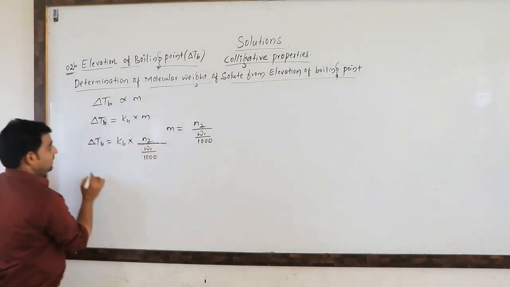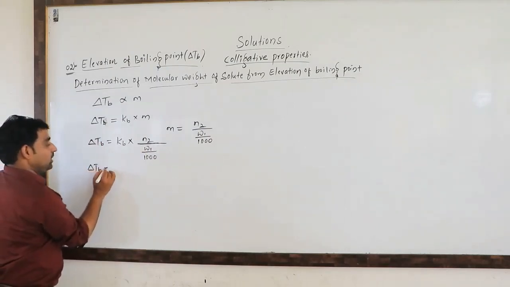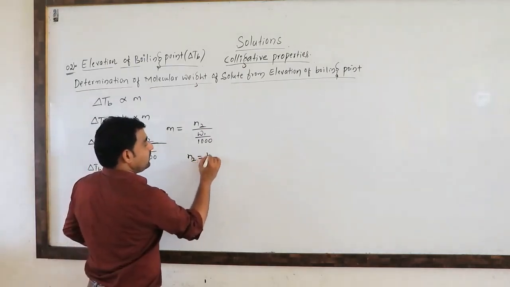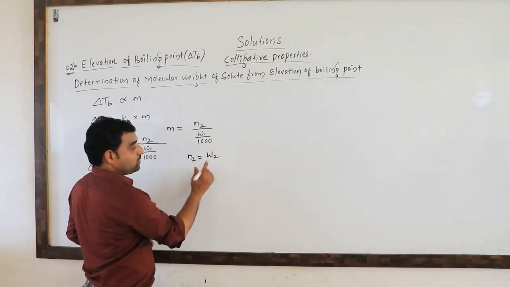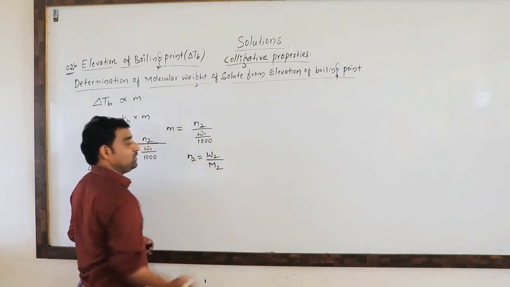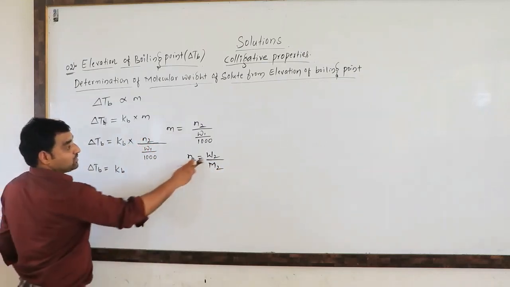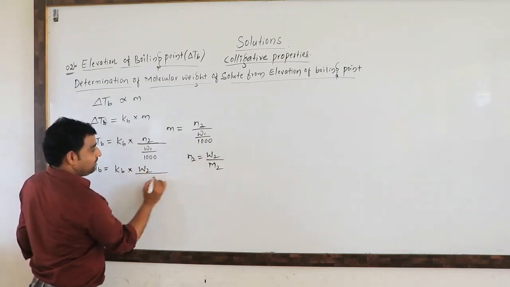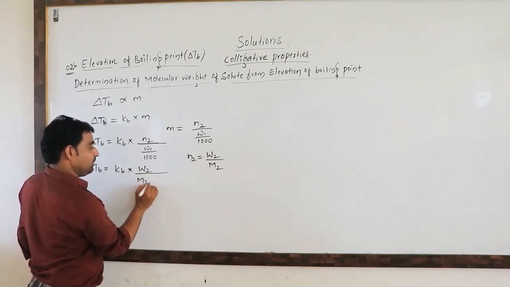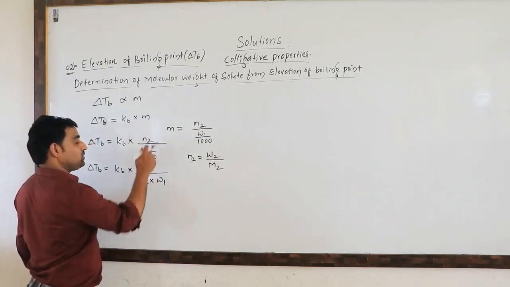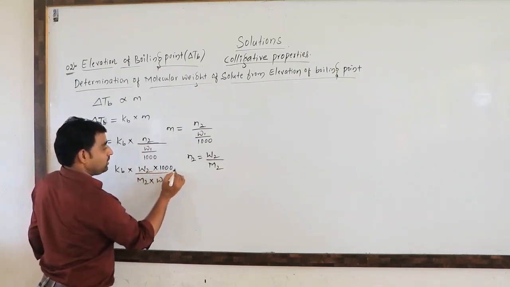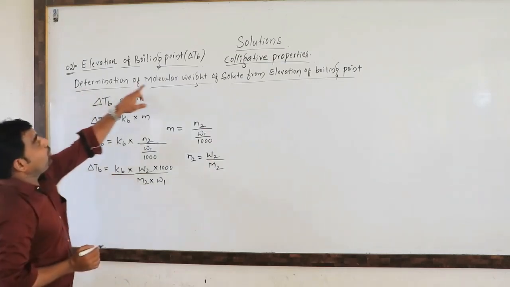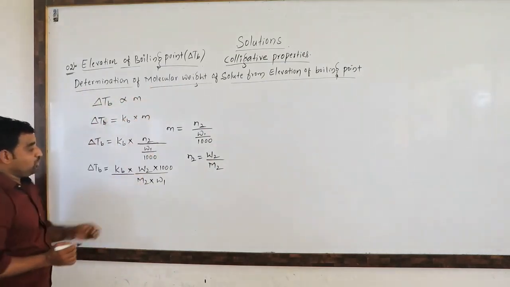n2 is nothing but the number of moles of solute. How to calculate the number of moles of solute? Number of moles of solute is equal to the given weight, 2 refers to the solute, divided by the molar mass of solute, W2 divided by M2. So now n2 is equal to W2 divided by M2, and W1 goes to the numerator into 1000. So now, determination of molecular weight of solute, that is, M2 means molecular weight of solute.